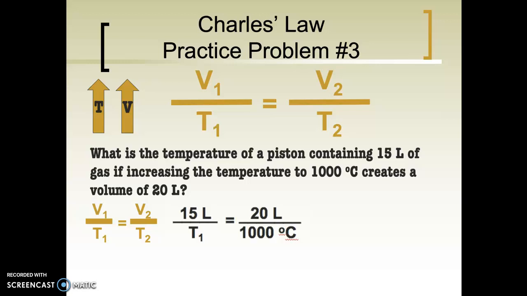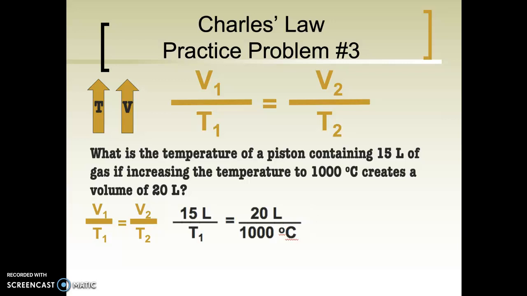In our third problem, we are finding the initial temperature. What is the temperature of a piston that has 15 liters of gas if increasing the temperature to 1,000 degrees creates a volume of 20 liters? So again, our volume is going up from 15 to 20. So therefore, the temperature should have gone up. So since the temperature is now at 1,000, T1 should be something less than 1,000.